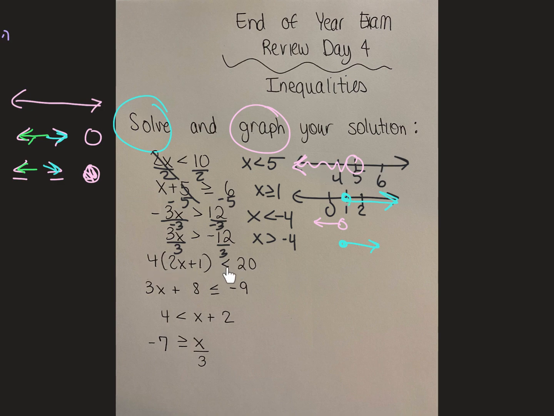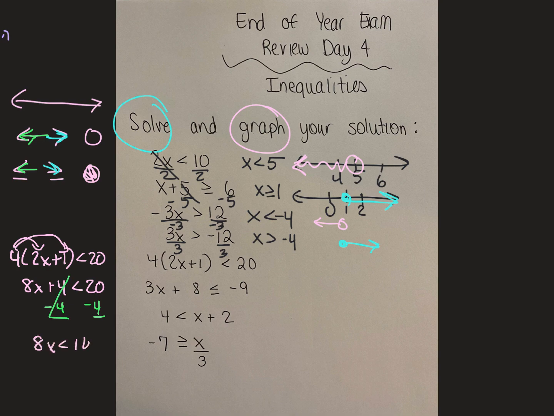All right, let's look at this guy. We need to distribute the 4 to each person. So I think I'll work it out over here where I have a little more space, and then I'll write my number line over there. So multiply, I get 8x. Multiply, I get 4. Now I have to sing the silly song twice. It's a 2-step equation. -4, -4. Subtracting 4 does not change anything. So I have 8x less than 16. Divide by 8, since it's positive, doesn't change anything. So I have x is less than 2.